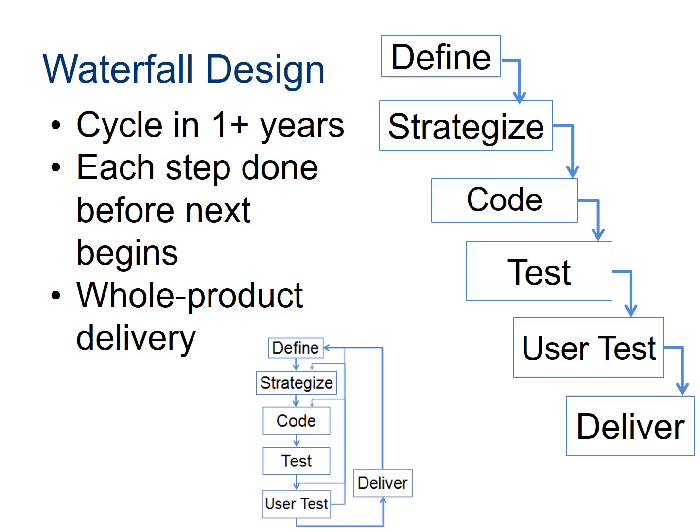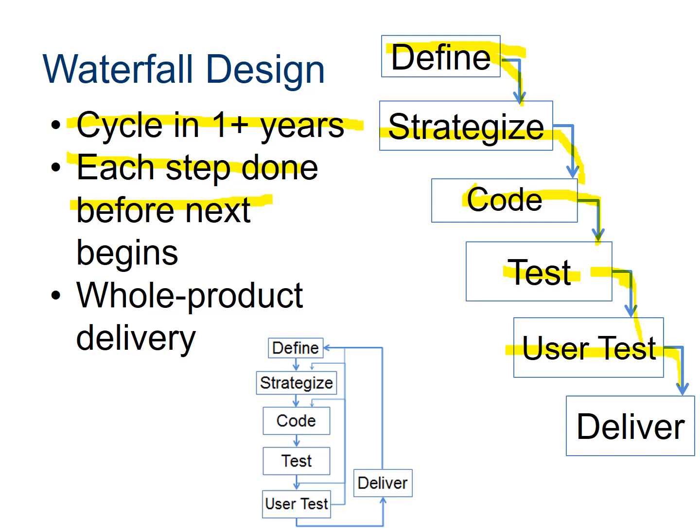The waterfall design method, again, this is the old method, had programmers working for 1.5 years. First they would be defining, and then you can see it kind of looks like a waterfall. After that is done, it would be strategizing, and then they would step to the code section, and then they would go to the test section, etc. So each of these steps gets done before the next one begins. That's why they call it waterfall, because it has to finish one before they move on to the other.